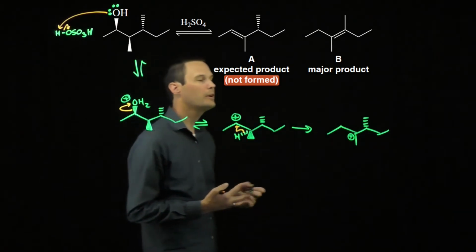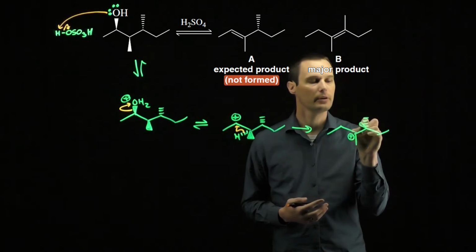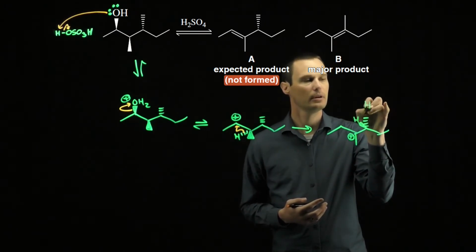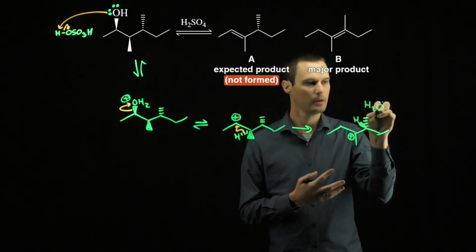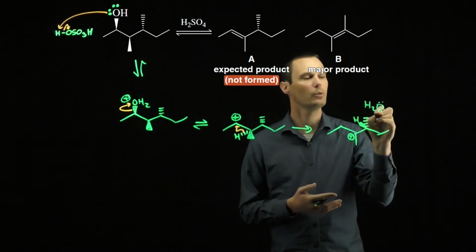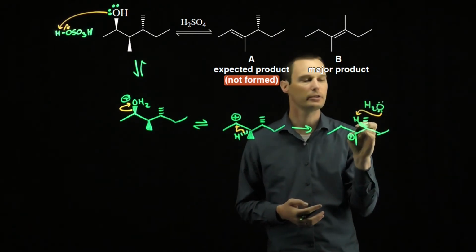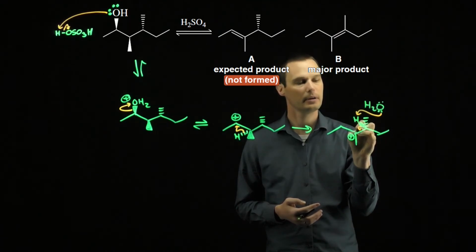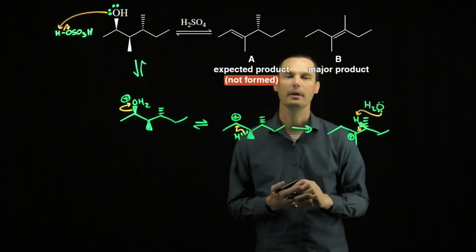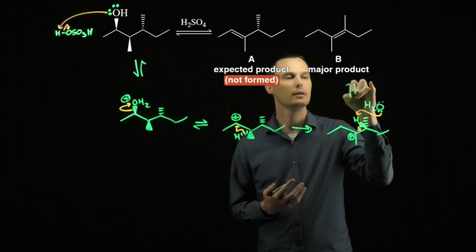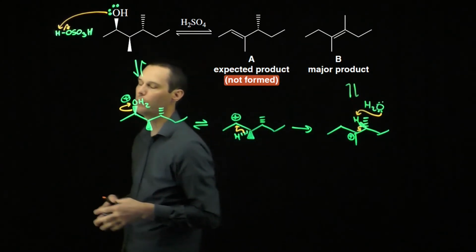Now that we have the tertiary carbocation, now we can do the elimination reaction. The hydrogen on the wedge can be eliminated using water. Water will form an oxygen-hydrogen bond, break the carbon-hydrogen bond, use those electrons to form the alkene, and that will form product B as the major product of this reaction rather than product A.